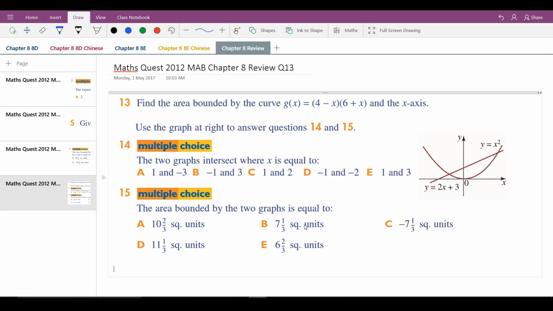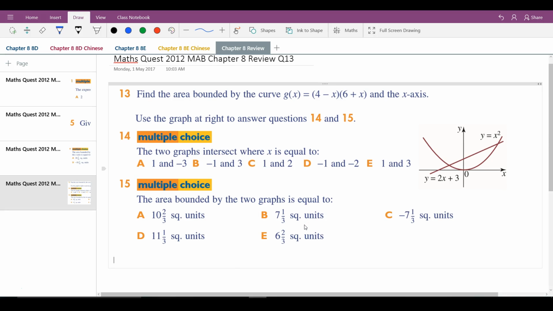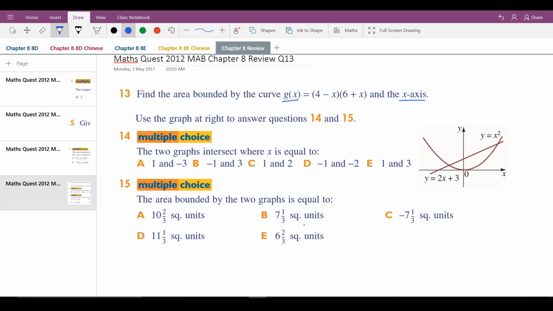Okay, we're doing Math Quest 2012, Maths B, Chapter 8 review, question 13, continuing from our previous videos. Find the area bounded by the curve g of x, which is (4 minus x)(6 plus x), and the x-axis. Use the graph at right to answer questions 14 and 15. I thought that was the same as 13, but on second thought, I don't think it is. Let's just do 13 for now.